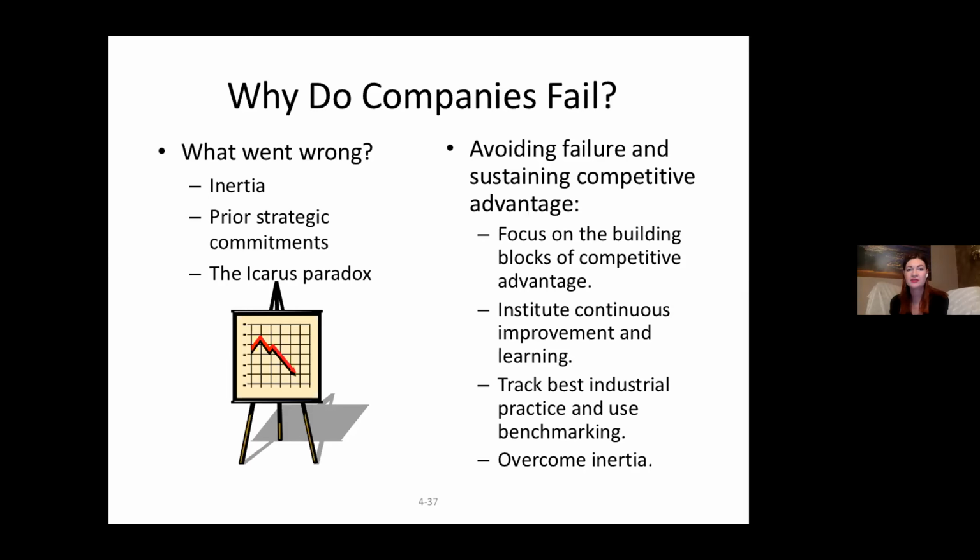Next point, prior strategic commitments. It should be always changing. It should be changing because of the circumstances, and because of changing times, and so on and so forth.